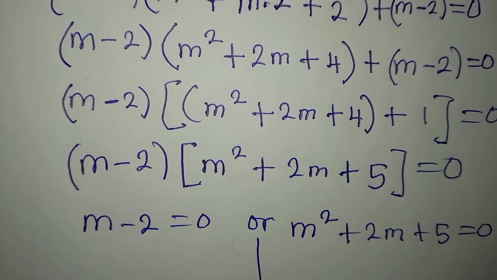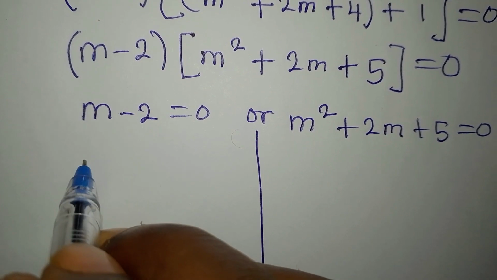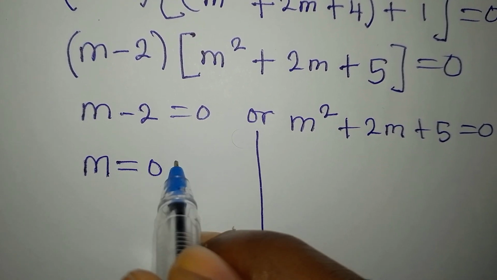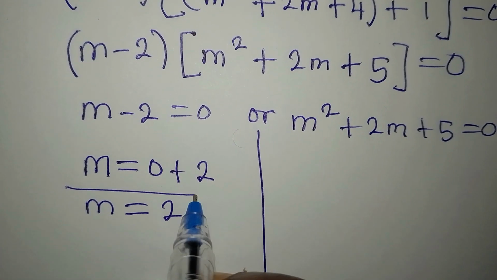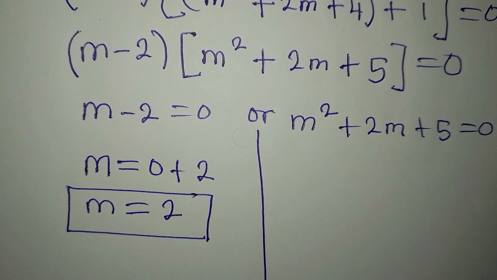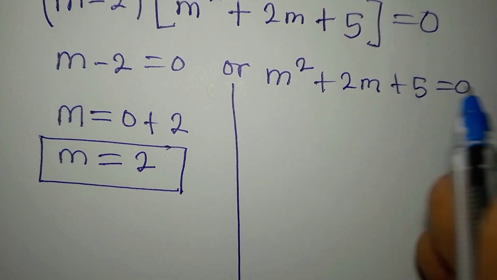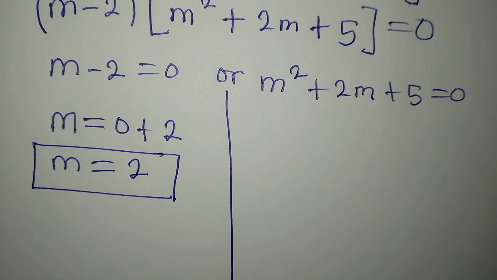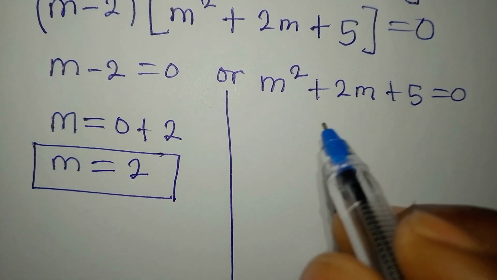Okay, so I am going to deal with the linear equation here. This means that m is equal to 0 plus 2, and then m is equal to 2. Like I told you before, the real solution to the problem is 2, and it will satisfy the equation. But since we are to solve it completely, we need to go back to this quadratic equation. And we can only solve this quadratic equation by using the formula.